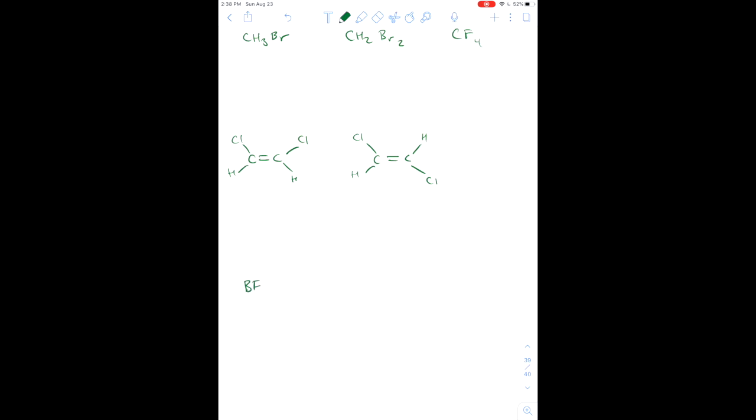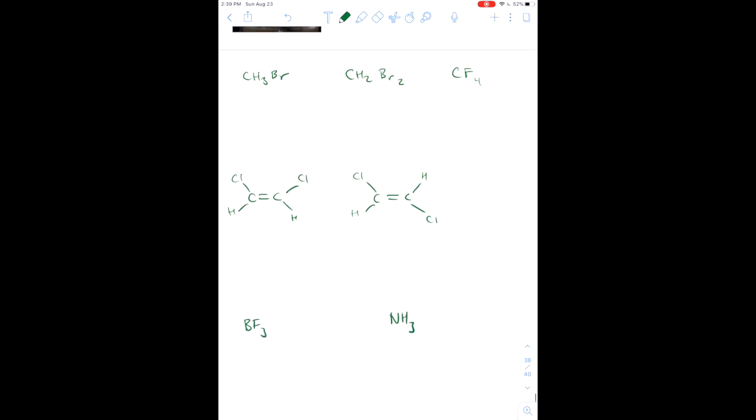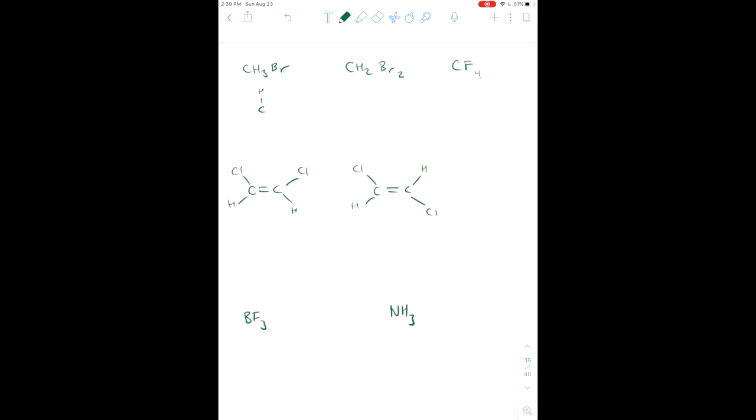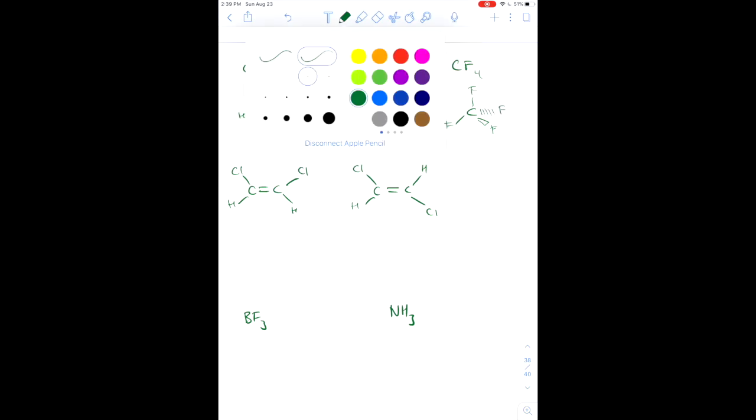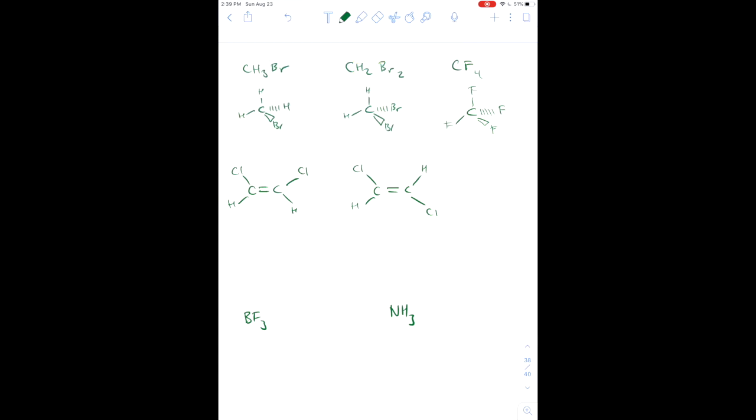All right, so CH3Br, CH2Br2, and CF4. Let's do those ones first. You can pause it and then work on them on your own. So this is the structure of CH3Br, CH2Br2, and then I'll draw CF4 for you. You should know how to do this pretty quickly by now, and eventually, if you aren't already there. Very soon if you're not already there.